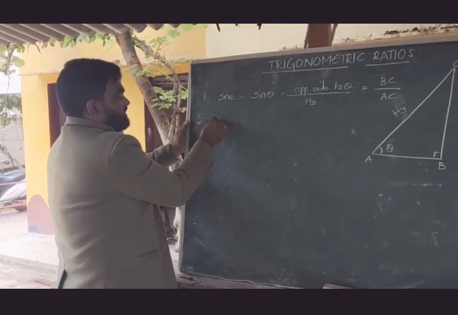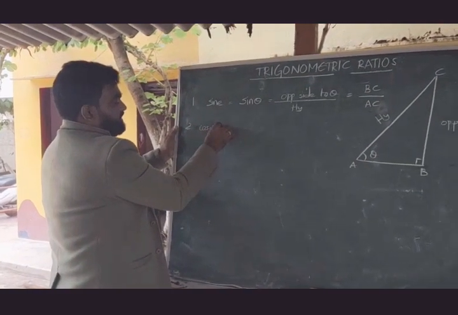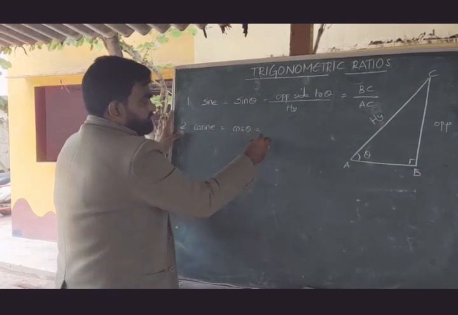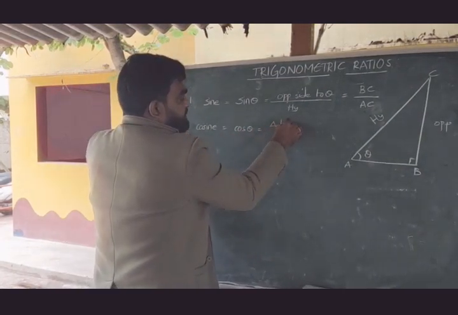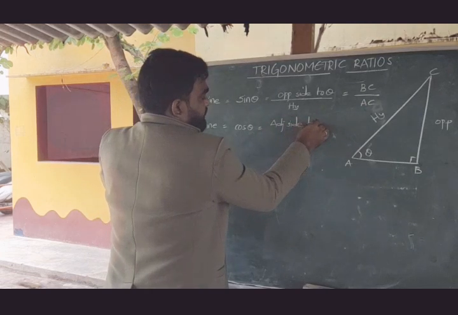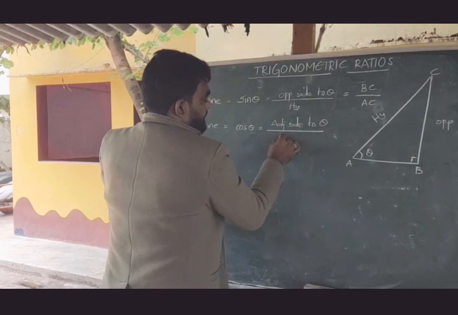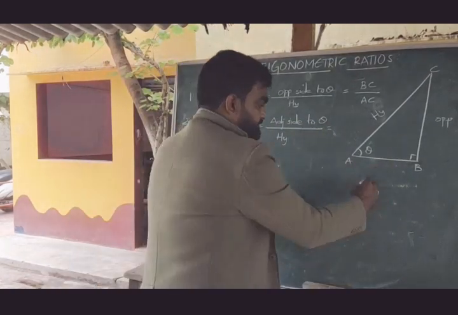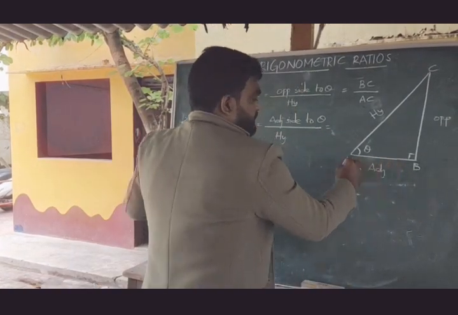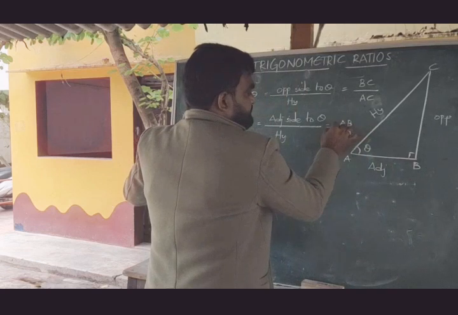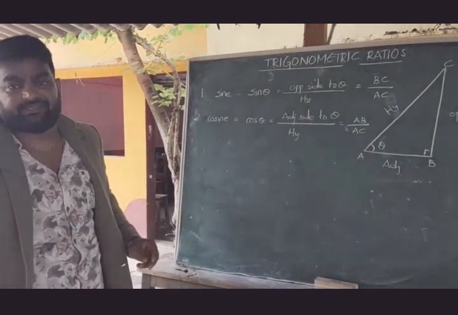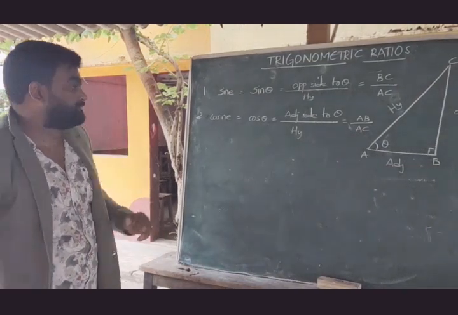Now the second one, cosine, in short form cos. Cos theta is equal to the adjacent side to theta by hypotenuse. This is the adjacent side. So AB by the hypotenuse AC. AB by AC. Okay.